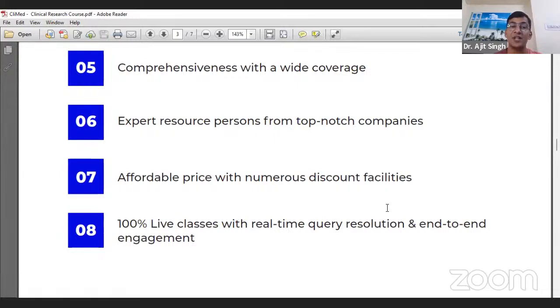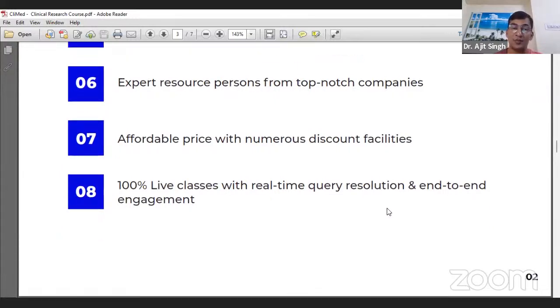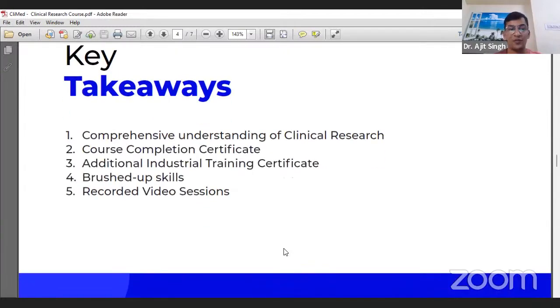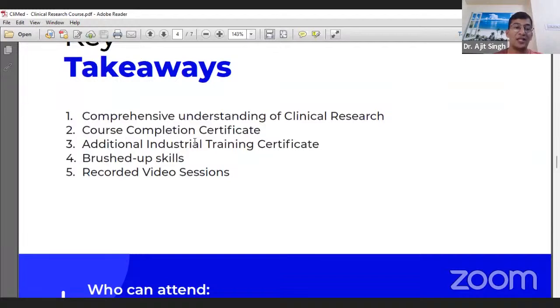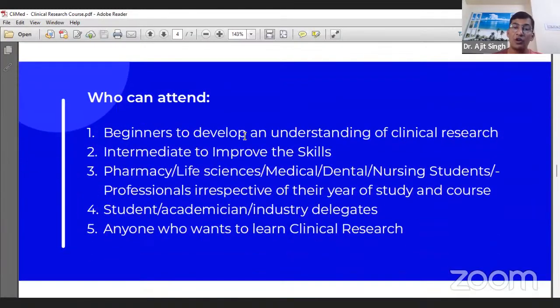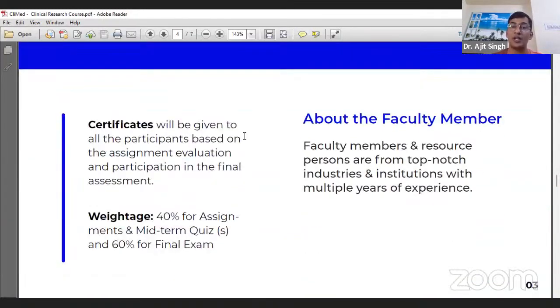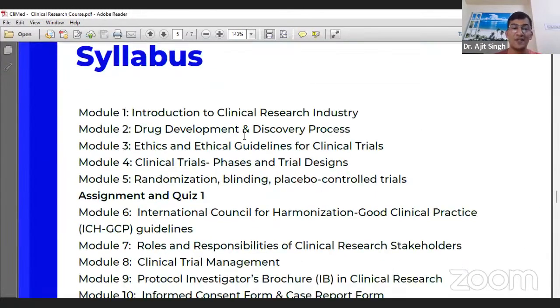And we have a comprehensive syllabus, expert resource persons from top notch companies, and a very affordable price for all of you. See, if you go to the market and see the clinical research courses and their prices, for short terms also, 3 months or 2 months courses, you will find them very costly. But here we kept the course fee very much affordable for all of you. Okay, so at the end you are going to get the course completion certificate, additional industrial training certificate, brushed up skills, and recorded videos if you are not attending the classes, or if you are missing the classes for a certain reason. Okay, and then you can see the course syllabus.